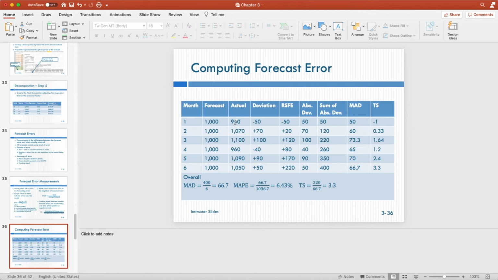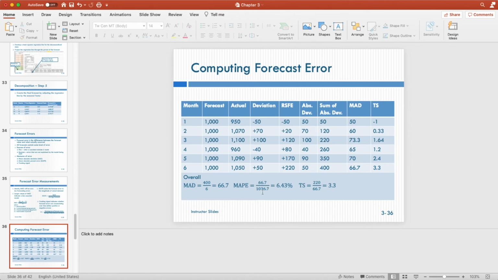So basically, you know that from month 1 to month 6, this is the list of the actual market demand. How to calculate the average? You add all of them up and then divide by how many? 6. That's your average actual market demand. If you calculate it yourself, you'll get this result, which is 1036.7. That's it.